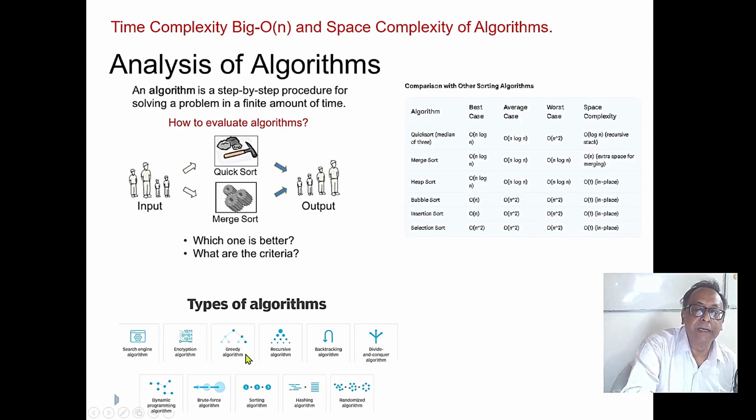We can see the greedy algorithm, like shortest path; recursive, like whenever you do a factorial calculation; backtracking algorithm; divide and conquer, like merge sort; dynamic programming algorithm; brute force. We already discussed sorting: bubble sort, an O(n square) algorithm, selection sort, insertion sort, and divide and conquer, which is merge sort, heap sort, quick sort, hashing algorithm, randomized algorithm, various types of algorithms. And for them, we have to find out the time complexity and space complexity.